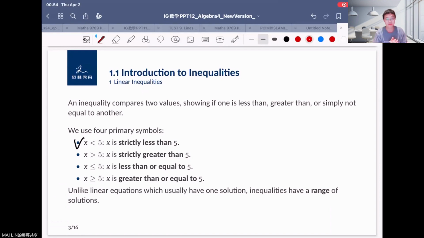The third is x smaller or equal to 5. That means x is less than or equal to 5. So x can be chosen as exactly 5, and you can also choose x smaller than 5. Another is x bigger or equal to 5. That means x can either equal 5 or be bigger than 5, like 6, 7, or some other numbers.